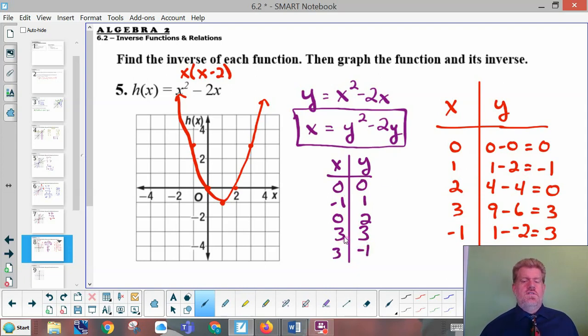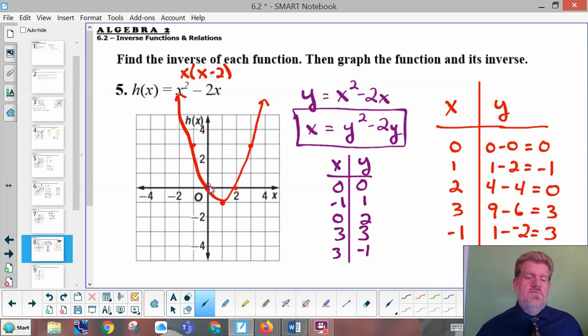Notice these points, though. This is not a function. Because 0 can't be 0 and 2. Remember, a function says every x has one y value. This is a function. X is 0, 1 is negative 1, 2 is 0, 3 is 3, and so on. This, I got two contradictions. 3 is 3, and 3 is also negative 1. Not a function, but is the graph an inverse?